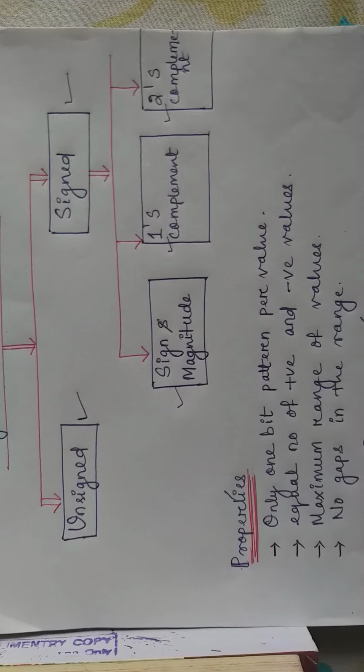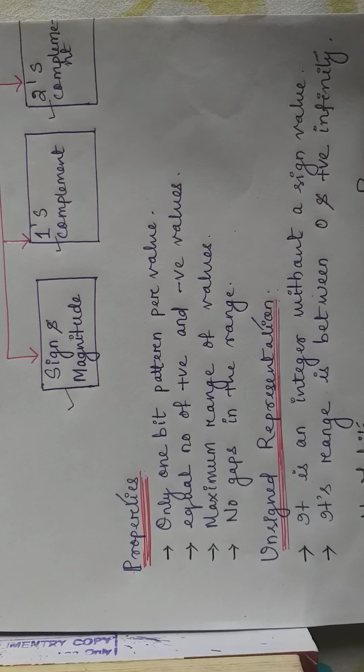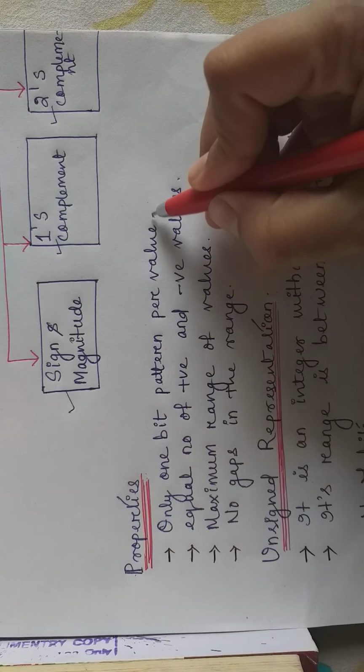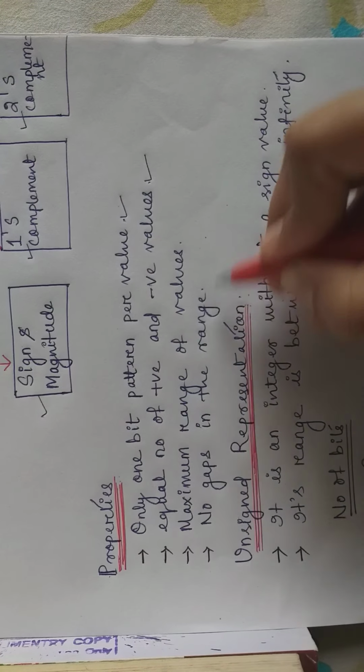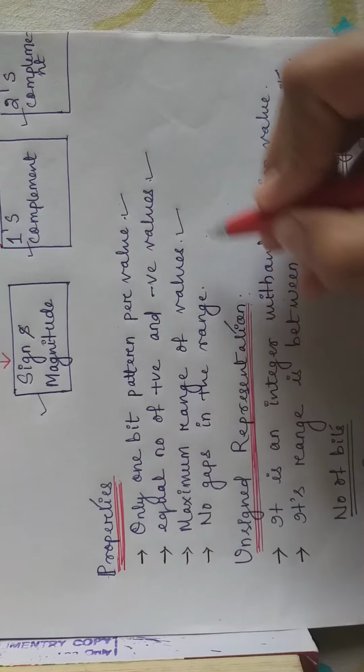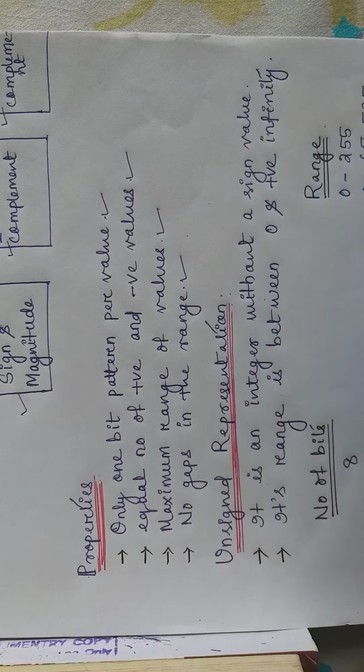But all have common properties. What are they? Only one bit pattern per value, equal number of positive and negative values, maximum range of values, no gaps in the range.